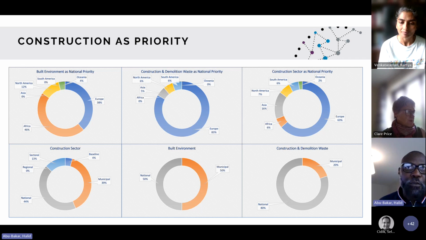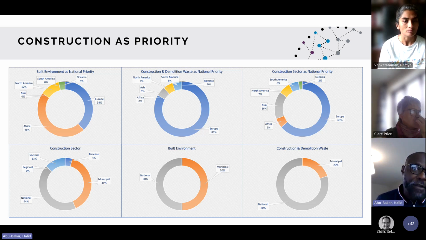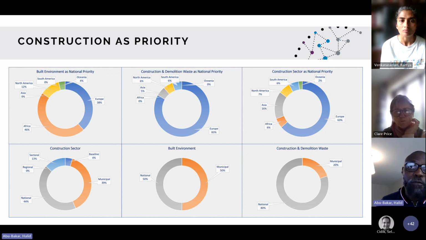And we can see Europe, as far as built environment as a national priority, Europe is leading. And then Africa is the next one. This is the one that I covered in the previous slide. Construction and demolition as a national priority, again, Europe overwhelmingly. This sort of features overwhelmingly in European roadmaps compared with the rest of the regions in the world.